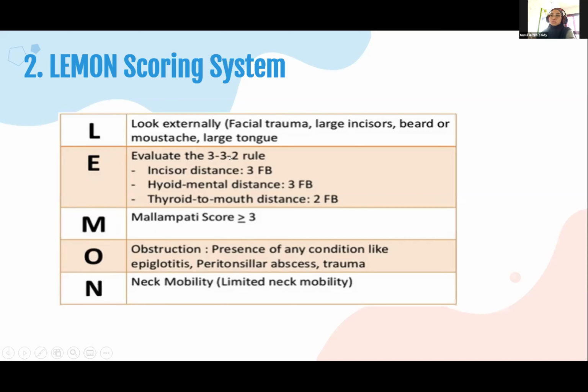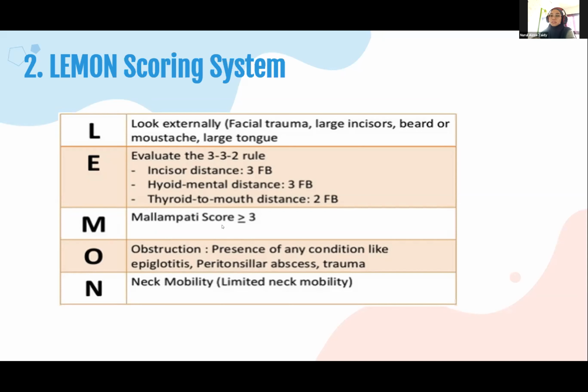So the 3-3-2 rule is three fingers, and it is the patient's fingers, not our fingers. The first 3 is for the opening of the mouth, the incisor distance. We look if the mouth opening is big enough to fit three of the patient's fingers. Another 3 is the distance from the chin to the hyoid, and then 2 is from the hyoid to the thyroid distance.